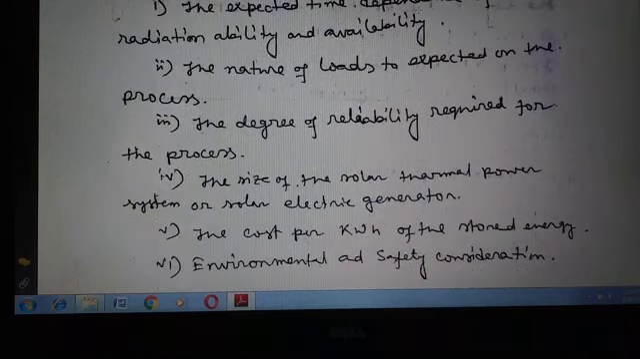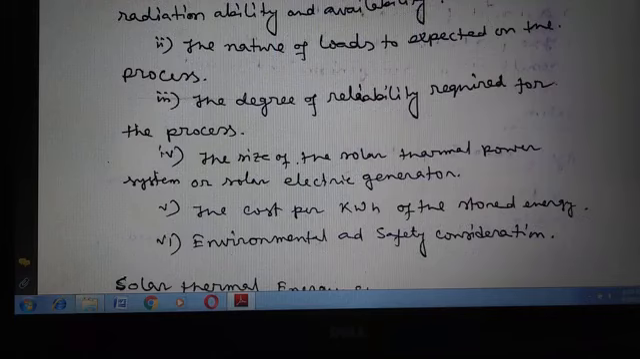Next one is the nature of load expected on the process. So nature of load is also the vital factor for energy storage system. Next, the degree of reliability required for this process. Next point, the size of the solar thermal power system or solar electrical generation. So the size of the power plant and the electrical generating station and other system plays a vital role for the energy storage devices.